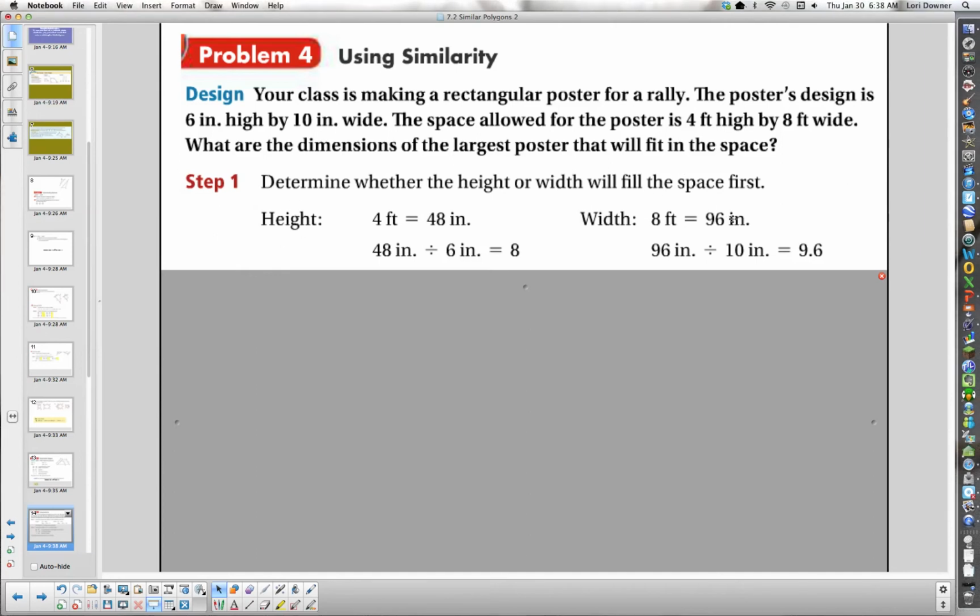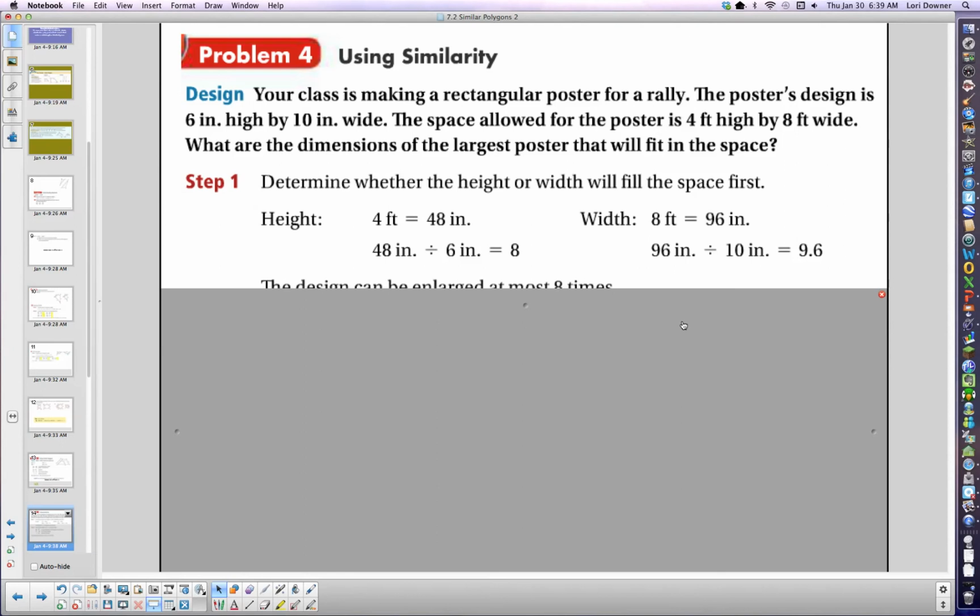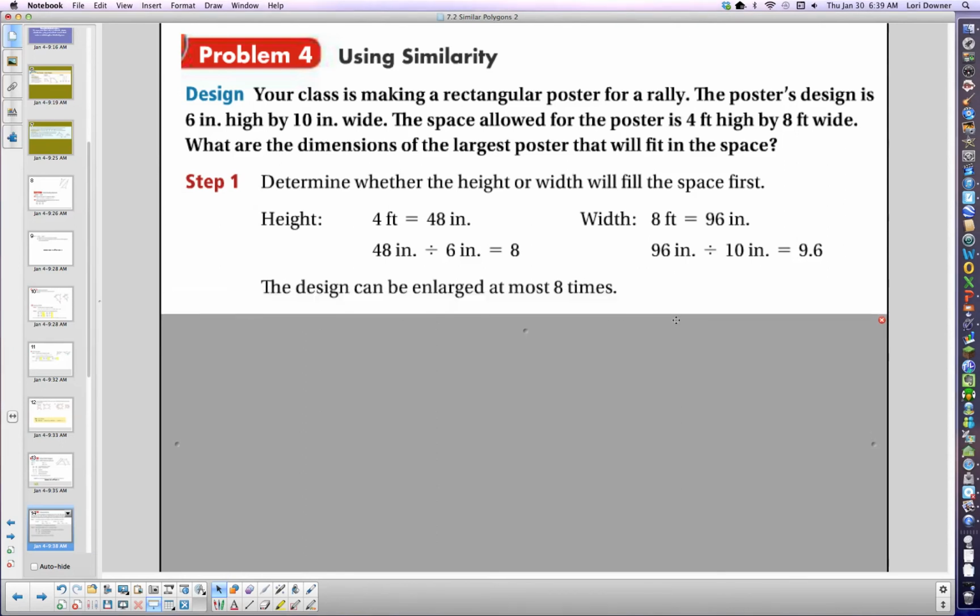For the width, if I took 96 inches and divided it by 10, because that was my width, I get that I could get 9.6 times the size. So if I use 9.6, then the height wouldn't fit. And if I used 8, there would be extra space for the width. So you always think conservatively. The design can be at most 8 times because the width will still fit. If I use the 9.6, the height would go over.